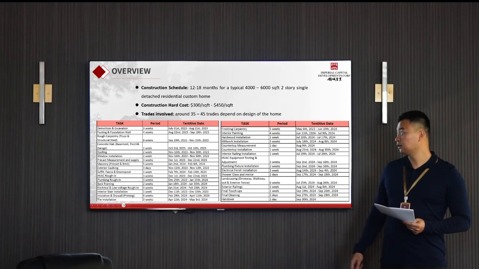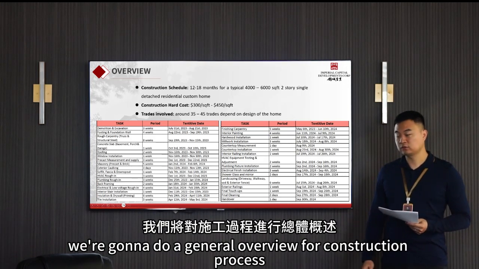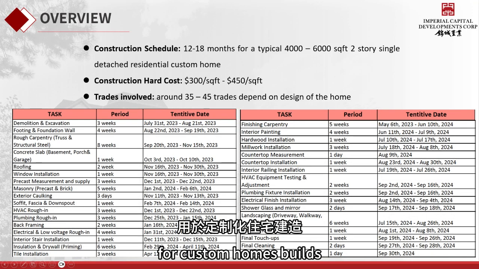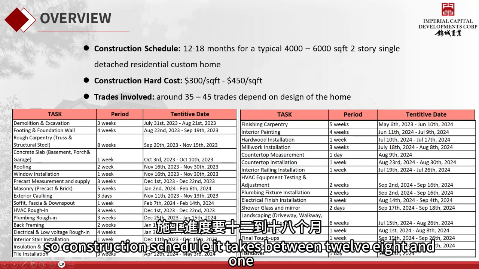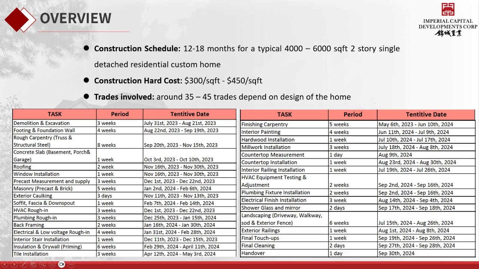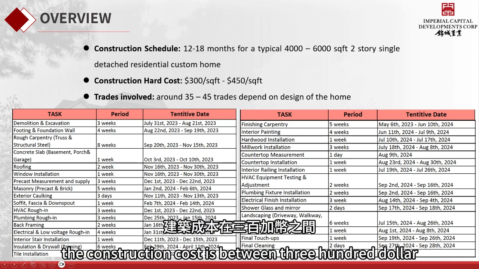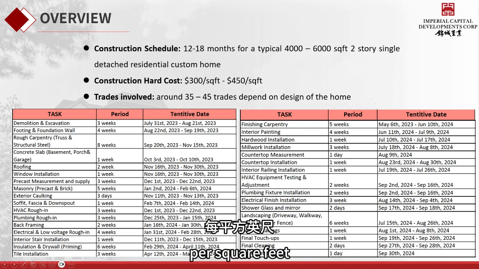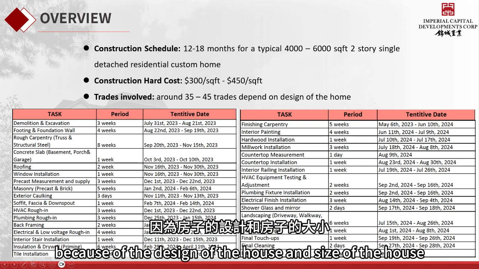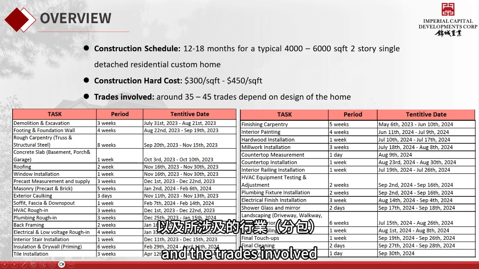Before we start, we're going to do a general overview of the construction process. It's just some typical information for custom home builds. The construction schedule takes between 12 to 18 months for a typical 4,000 to 6,000 square feet, two-story single detached custom home. And right now, the construction cost is between $300 per square foot to $450 per square foot, depending on the design of the house, the size of the house, and the trades involved.